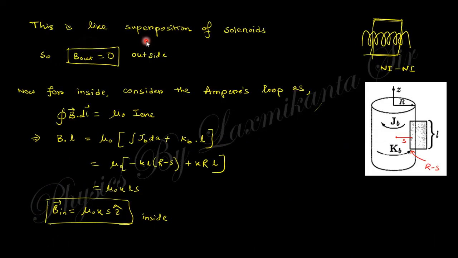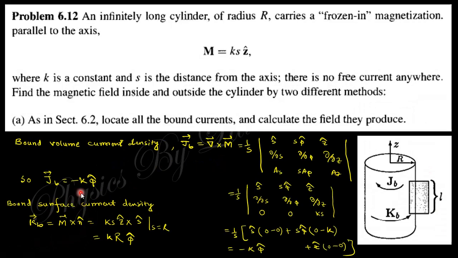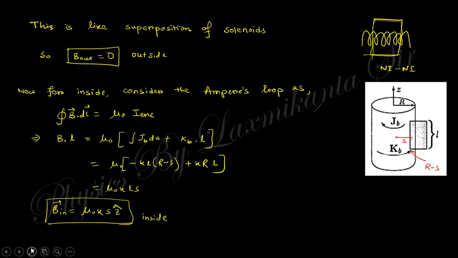Now there is a superposition of solenoids. Actually you can see here this volume current density is along the minus phi cap, and this is along the plus phi cap. So this is a superposition of solenoids, with current in one direction and another current in the other direction. If you take the outside of the solenoid, you can easily find it using Ampere's circuital law. The magnetic field outside this coil will be zero.